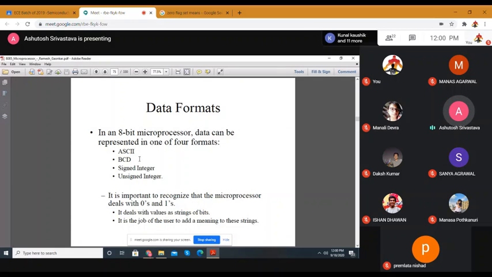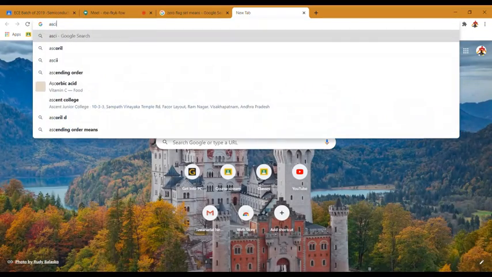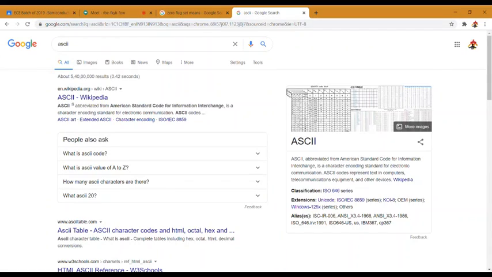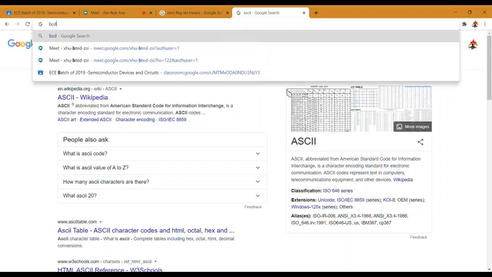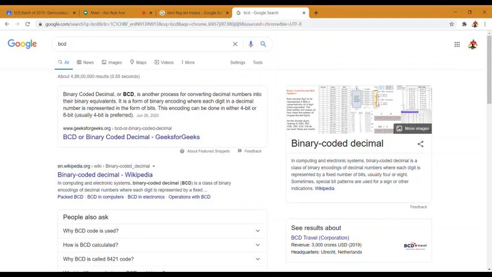Anybody, what is ASCII? American Standard Code for Information Interchange. Yes. And BCD? Binary coded decimal. Right.